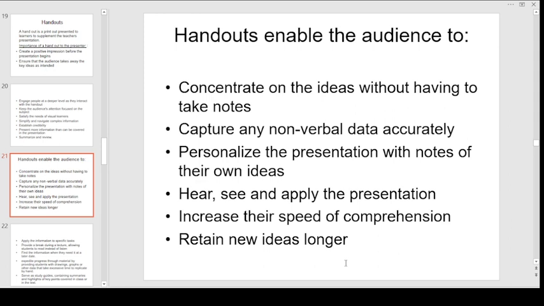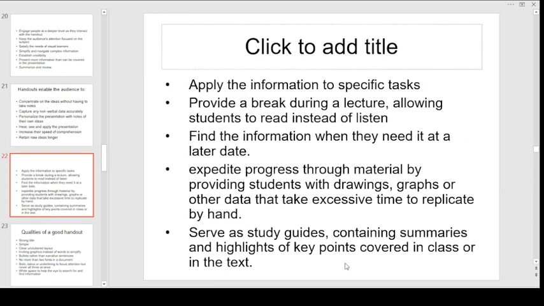It helps in the retention of new ideas. It also helps in the application on specific tasks. It provides a break during a lecture, allowing students to read or listen. Find the information when they need it at a later date.